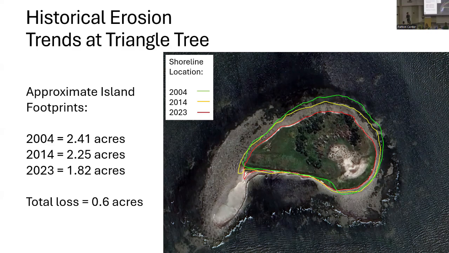And over those 20 years, it's seen about 55 feet of shoreline retreat, which is about 3 feet per year, and then a total loss of a little over half an acre, which for an island of this size is a relatively large amount.